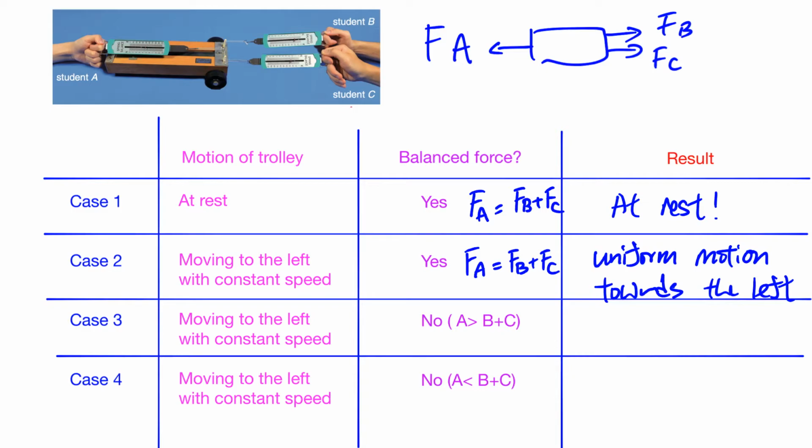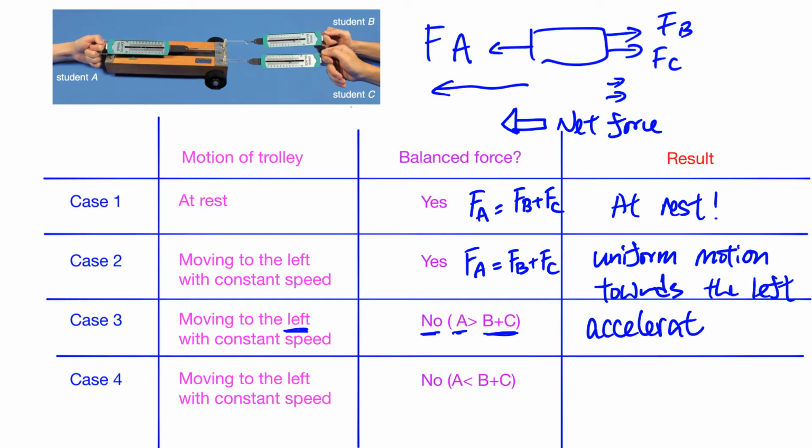In case 3, the trolley is moving to the left constantly, and the force is unbalanced: A is larger than B plus C. So in this case there is a net force towards the left. If there's a net force towards the left, the trolley will accelerate towards the left. That means it will move faster and faster towards the left.